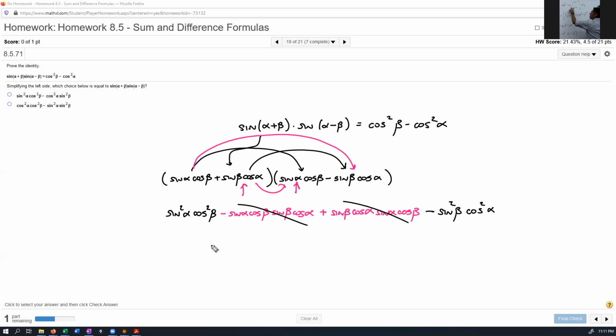Yeah, okay, I see it here. So we're left with sine squared alpha cosine squared beta minus sine squared beta cosine squared alpha. Now both of these, oh no, these do cancel, right? Let's see, sine alpha, cosine beta, cosine alpha. Yeah, this looks okay. But I thought I was going to be able to factor out a common factor here.